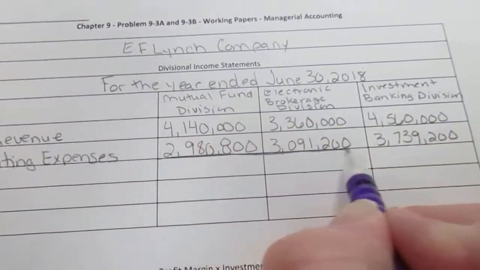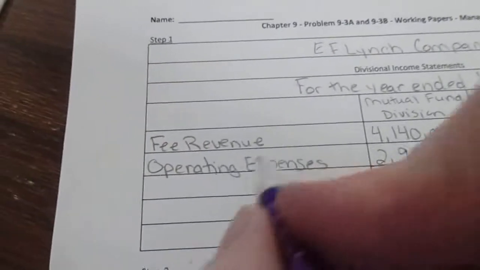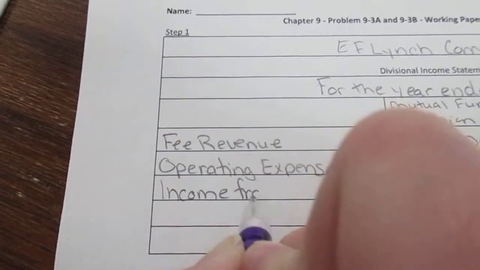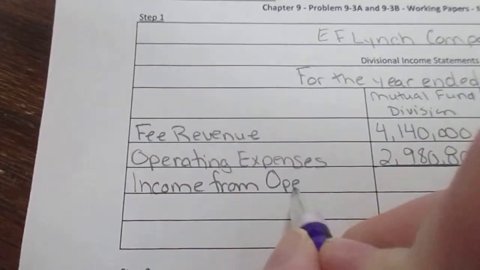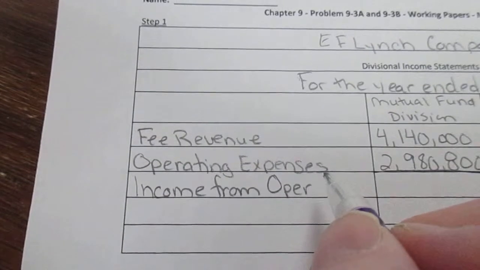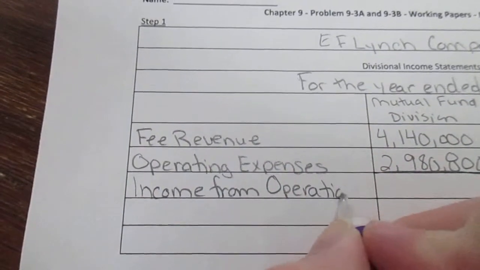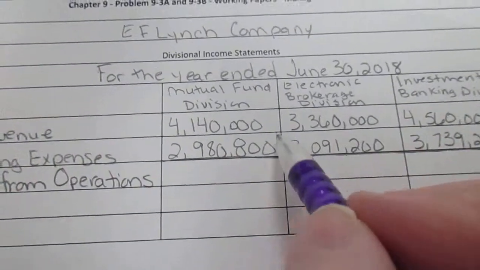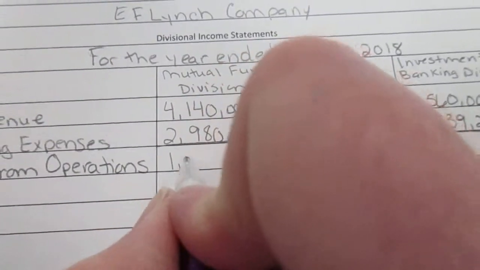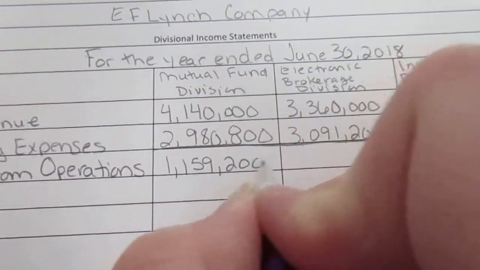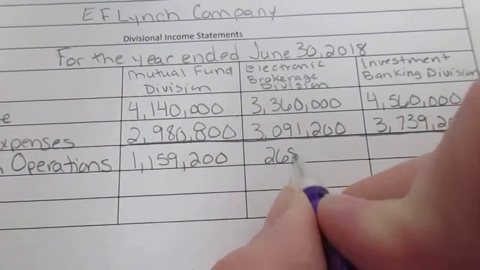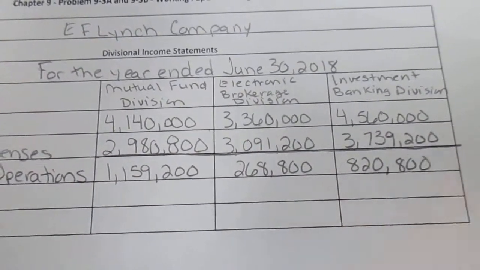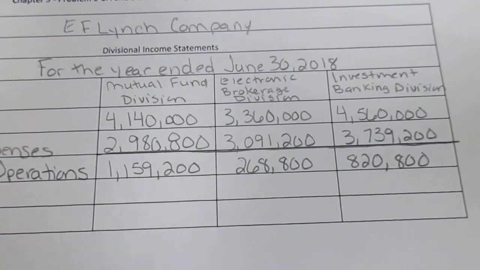So I'm going to take these and put a line there. This is going to tell me my income from operations. There are no service department charges. Our textbook told us that. So this final number is our income from operations. We're going to subtract these two, our revenue minus our expenses. We get 1,159,200, 268,800 and 820,800.